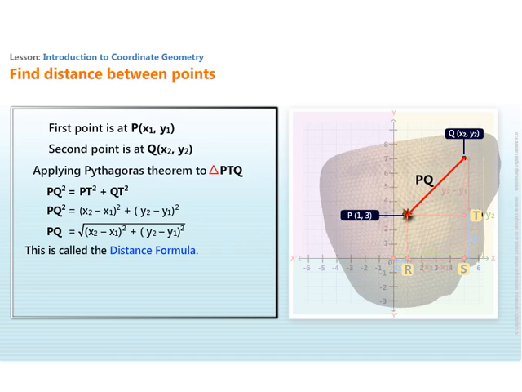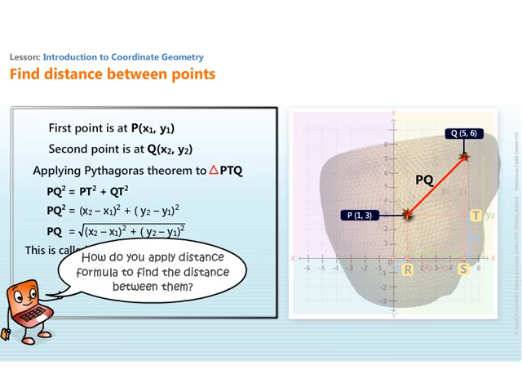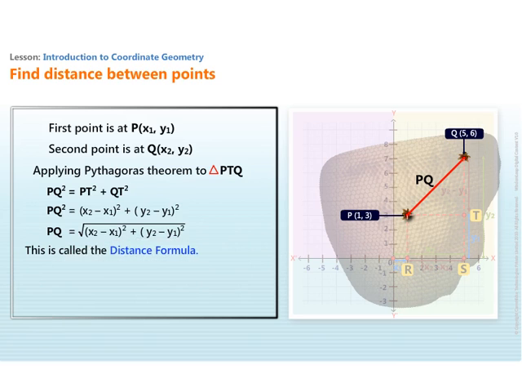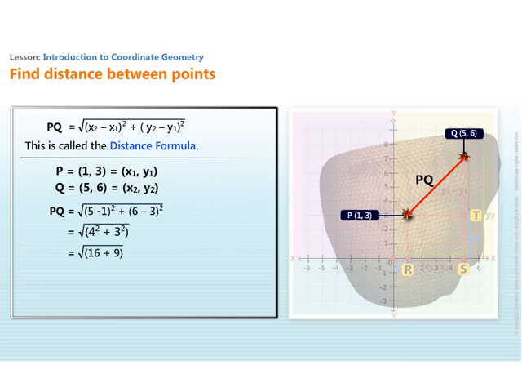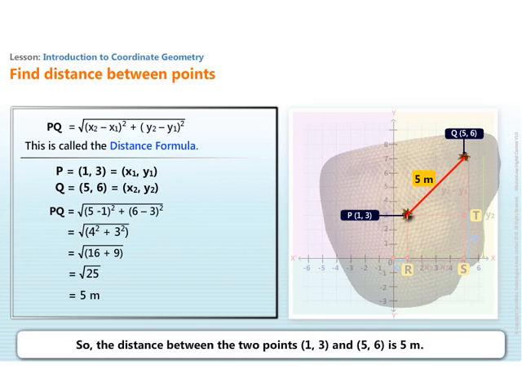Look, D is now at position (1, 3) and Lee is at (5, 6). How do you apply the distance formula to find the distance between them? Here, the position of D is (1, 3), which is equal to (x1, y1), and Lee is at (5, 6), which is equal to (x2, y2). Substituting the values of x1, y1, x2 and y2 in the distance formula, we get distance PQ equal to 5 meters. So, the distance between the two points (1, 3) and (5, 6) is 5 meters.